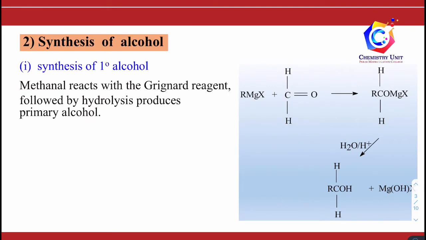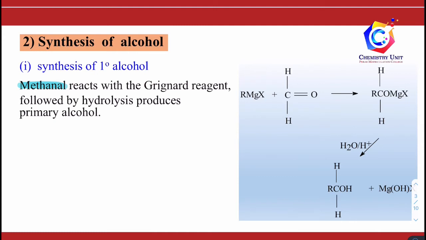Synthesis of alcohol. First, synthesis of primary alcohol. To synthesize primary alcohol, we must use methanol only. We cannot use other aldehyde, ketone, or other species. We just need to use methanol. Methanol reacts with Grignard reagent followed by hydrolysis to produce primary alcohol.